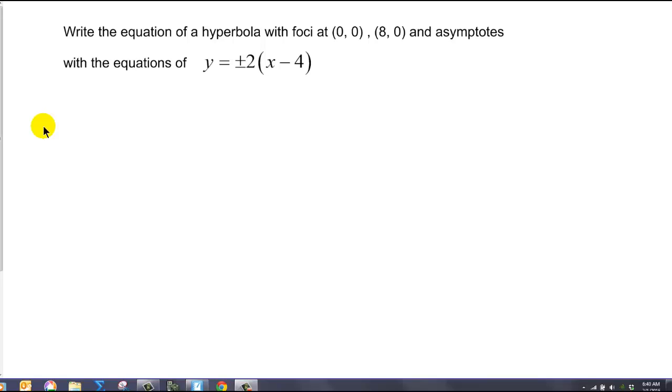So let's go ahead and do one more example. I've got a hyperbola with foci at (0, 0) and (8, 0). So if I sketch that graph out, here's my (0, 0), that's a focus, and here's my (8, 0), that's my other focus, which means my center is right between those two, which is going to be at 4.